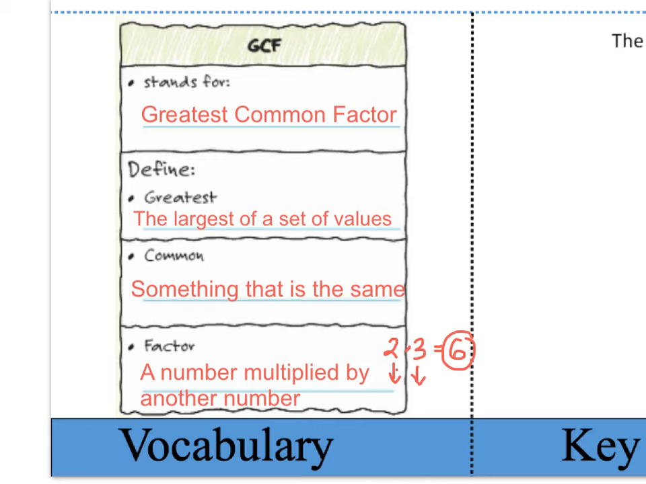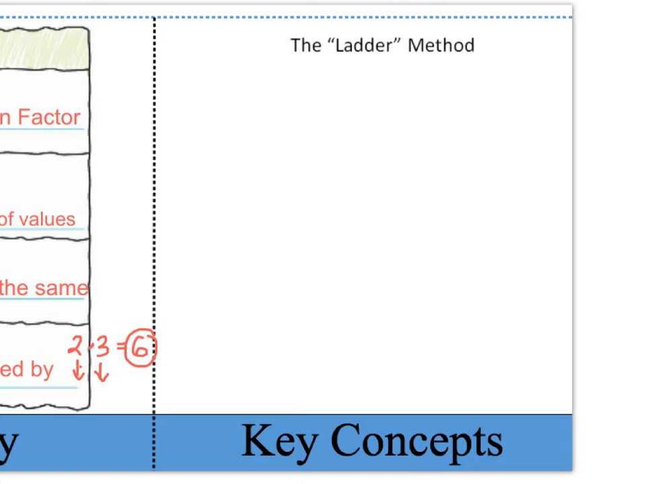So now that we've defined what greatest common factor means, or the GCF, let's go ahead and talk about the key concept on the right-hand side. And the right-hand side says we're going to use the ladder method. So basically what the ladder method is, it's an upside-down division sign. So say we want to find the greatest common factor of two numbers that are 16 and the other number is 24. Let's take a look at 16 and 24 and place them inside of our upside-down ladder.